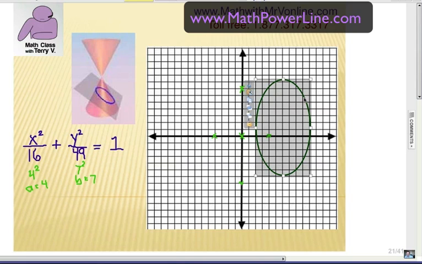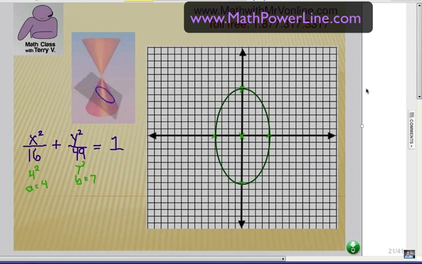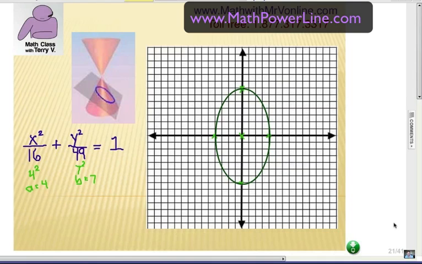All right, I've drawn the ellipse, and now let's place it in its proper spot, and let's see if we can get it to work here. All right, there it is. So we have a minor axis here of 8, because it's 4 going in both directions, and the major axis is 14. There you go. All right, pretty easy. Let's try another one.